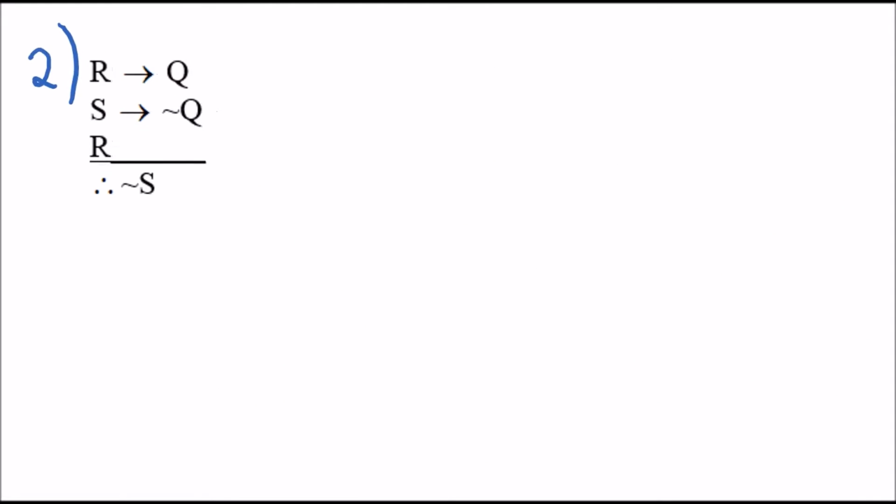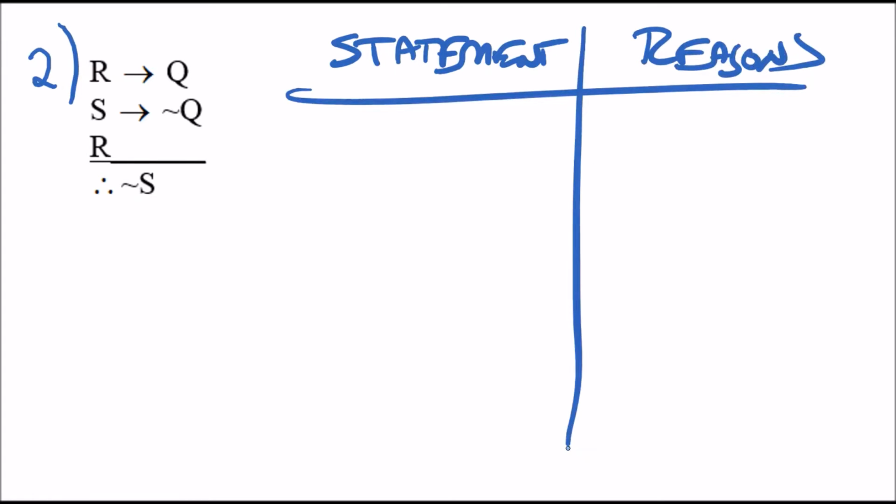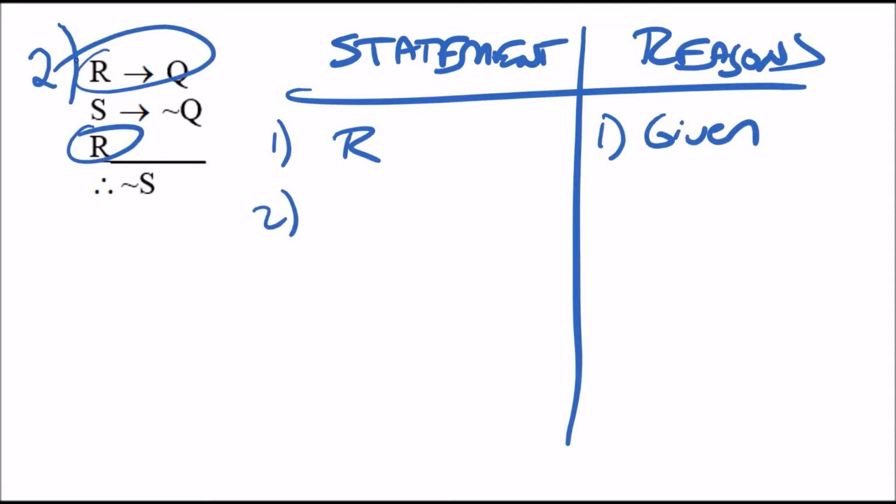So number 2 here. So let's have our statements and reasons. So 1, again, I'm going to start with the single letter here, which is R. Given, or premise, so you might say. 2, the next one that I see that has an R in it is this R implies Q. So 2, that was also given.